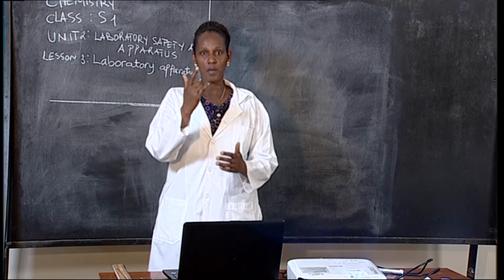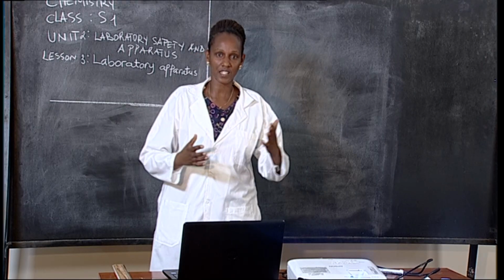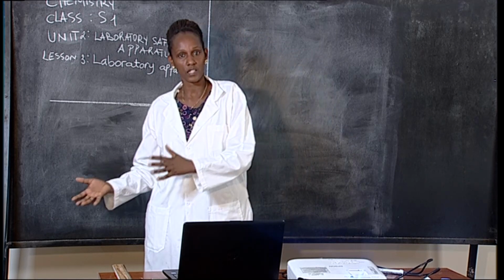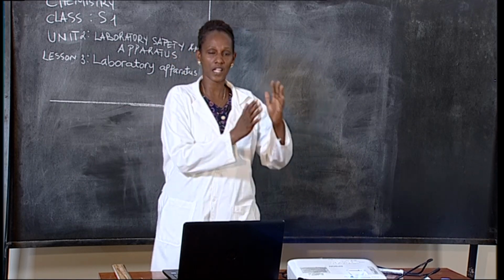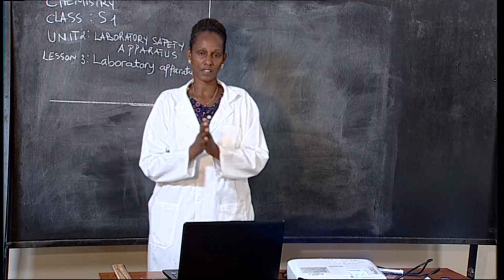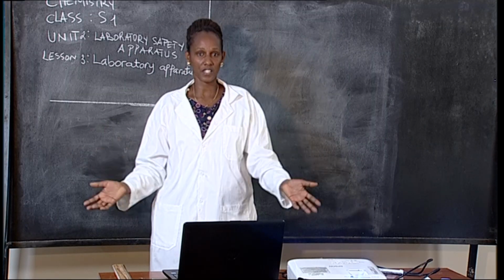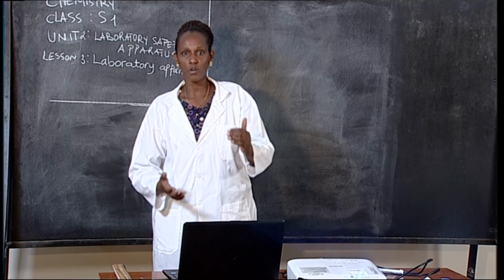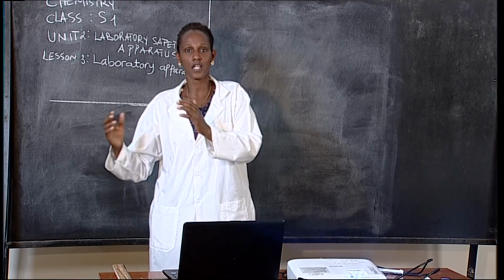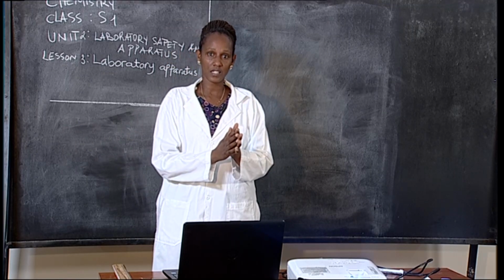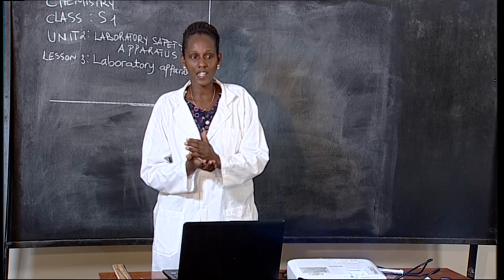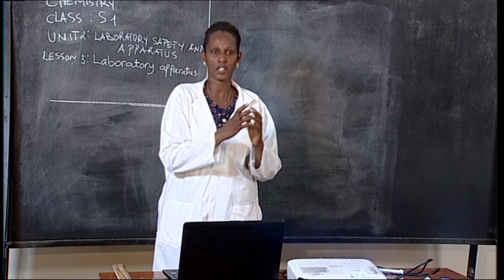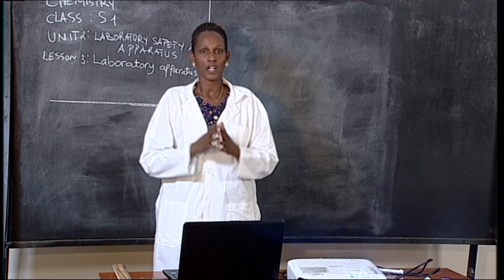All right? You remember the other time, in the previous lesson, we had discussed what we find in the laboratory. In the laboratory specifically, we find chemicals and apparatuses. So the apparatuses are the materials we find in the lab. Then the chemicals, those are the reagents we use when doing chemical practicals. So today we are focusing on the laboratory apparatus, the materials we find in the lab, and how to use them.